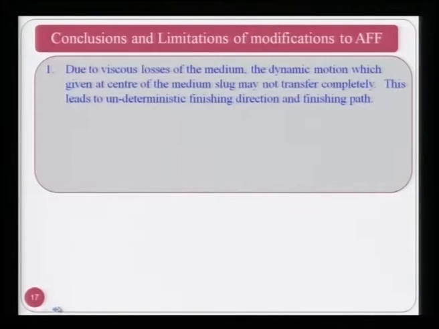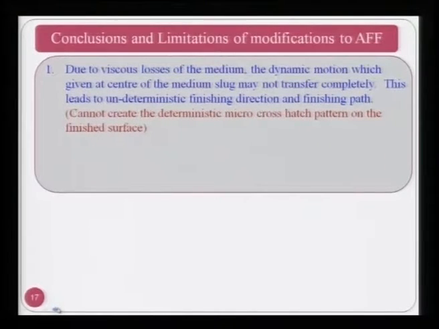Conclusions and limitations of modifications to abrasive flow finishing: due to viscous losses of the medium, that is, change in the viscosity, the dynamic motion given at the center of the medium slug may not transfer completely to the abrasive particles which are in contact with the workpiece surface. This leads to an undeterministic finishing direction and finishing path. It cannot create the deterministic micro cross hatch pattern on the finished surface. This micro cross hatch pattern is the main characteristic of the honing process which we normally get.